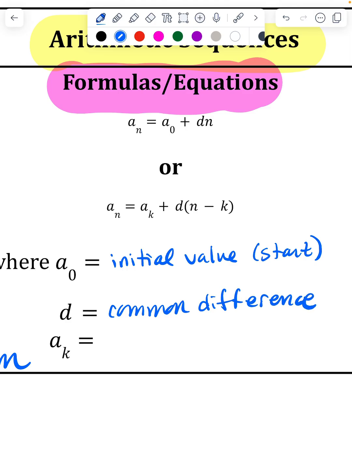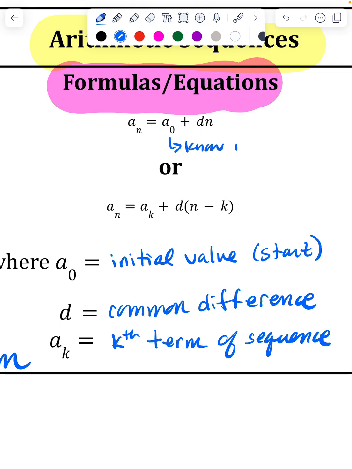And then A sub k is just going to be the kth term, or if it's A sub n, it's the nth term of the sequence. So if it's A sub 7, I'm looking for the 7th term, and so on. There's two different ways. One is if you know the initial term, what the starting number is. If you use that, you're simply going to add the common difference as many times as you need to get to that next n.